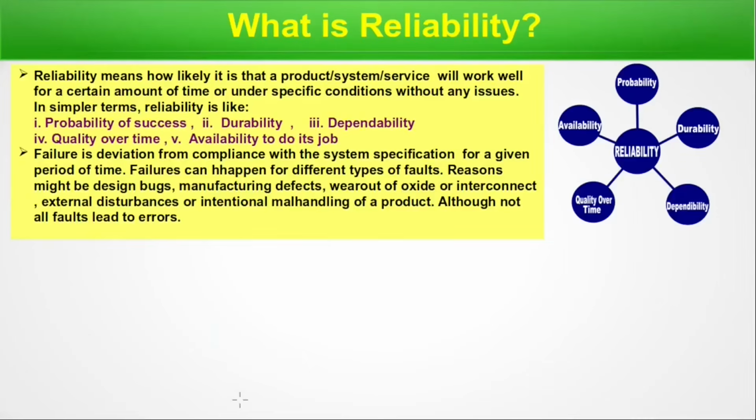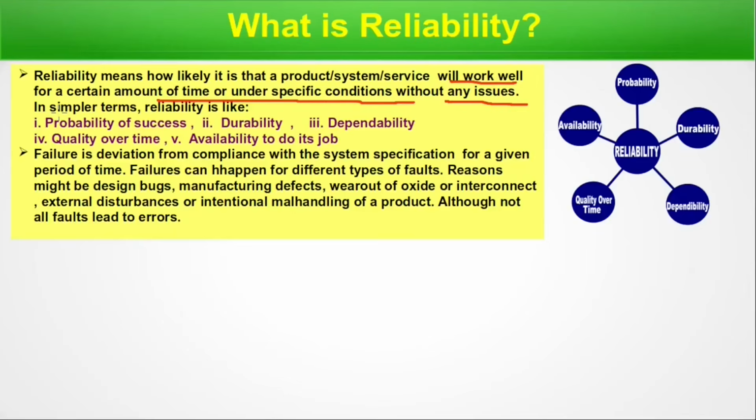Let's define reliability. Reliability means how likely it is that a product or system or service will work well for a certain amount of time or under specific conditions without any issues. Reliability is related with the performance of a product or system or service. It means when we have a system or product or service, by reliability of that product, we understand whether it will work properly or not.